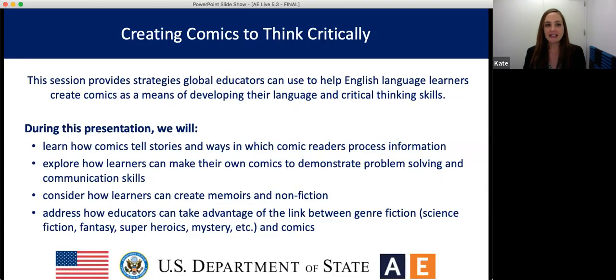And now for today's session, Creating Comics to Think Critically. During this presentation, we will learn how comics tell stories and ways in which comic readers process information. We'll explore how learners can make their own comics to demonstrate problem solving and communication skills. We'll consider how learners can create memoirs and nonfiction. And we'll address how educators can take advantage of the link between great fiction and comics.